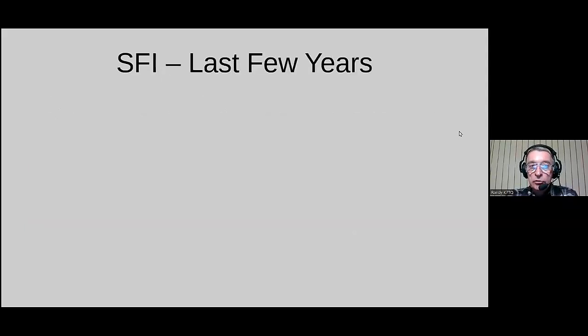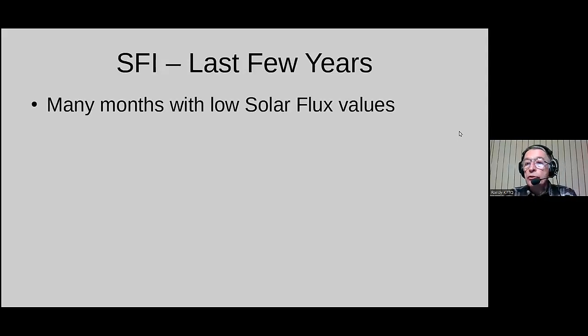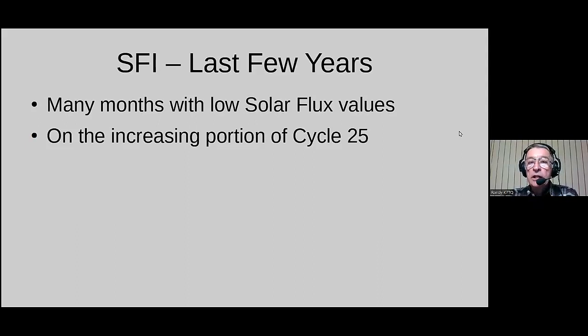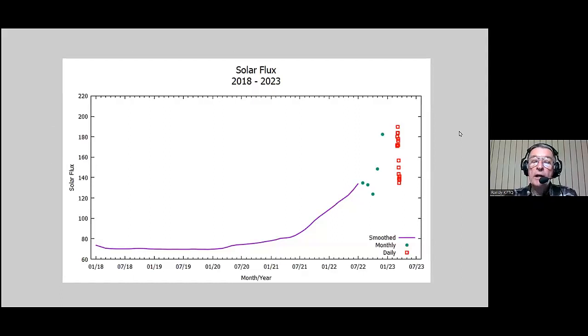Let's look at what the solar flux index has been over the last few years. As I'm sure that you remember, if you're an HF operator, we've had many months of low solar flux values, so not great conditions for propagation on the HF bands, particularly the upper bands. And we're now in the increasing portion of cycle 25. The cycles get numbered from way back, and this one happens to be 25. So let's take a graphical look at what all that looks like.